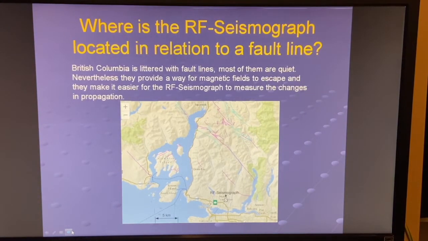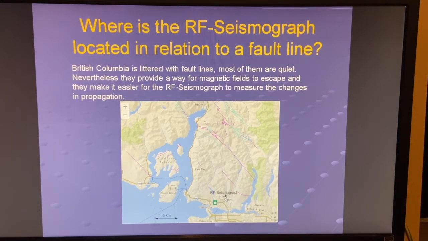Where is the RF seismograph located in relation to a fault line? So as we record these earthquakes, we're actually quite close to a fault line. There's a fault line just about 5 kilometers from here, where I put my mouse. This is the Seymour fault line, and we believe at this point that it's possible to see the earthquakes affecting the RF seismograph because of these fault lines.